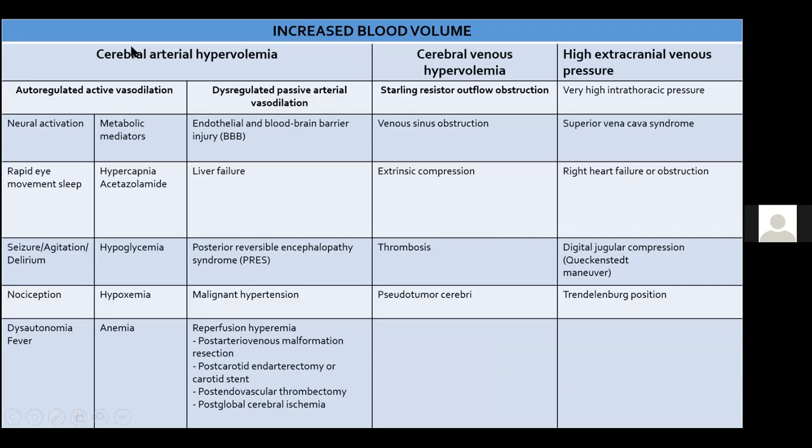So increase in blood volume. This is a busy slide, but it's very important. Cerebral arterial hypervolemia. This is the arterial component only. That can either be due to autoregulated active vasodilation or dysregulated passive arterial vasodilation. Autoregulated, in patients with intact autoregulation, it can either be due to neural activation, like during seizure, agitation, delirium, dysautonomia, fever, rapid eye movement sleep. These neural activations can lead to arterial hypervolemia, or the metabolic component like hypercapnia, hypoglycemia, hypoxemia, anemia. These are the metabolic components that can cause autoregulated active vasodilation that in turn leads to raised ICP.